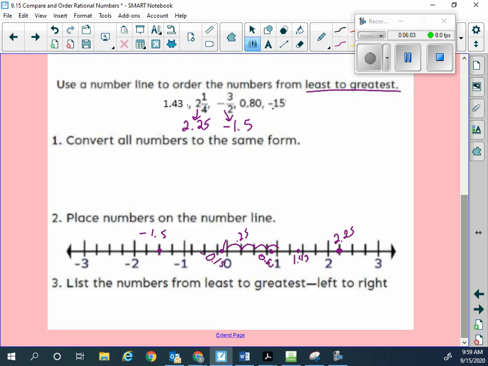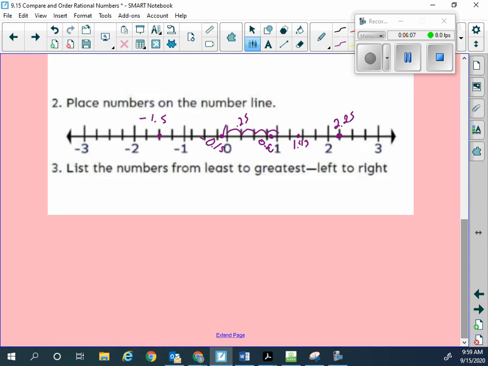Okay. Now that we have them on the number line, we can list them in order from least to greatest. So we're going to start which way? On the left, least to greatest. So we're looking at the things that are the furthest to the left, okay? So that would be negative 1.5.